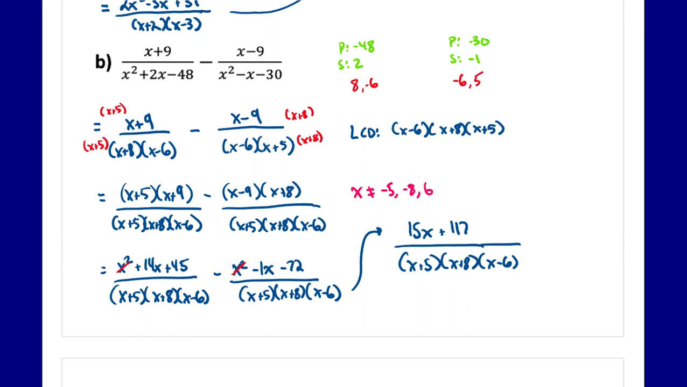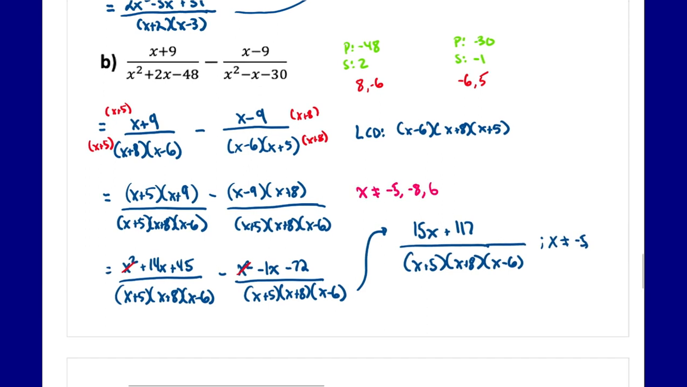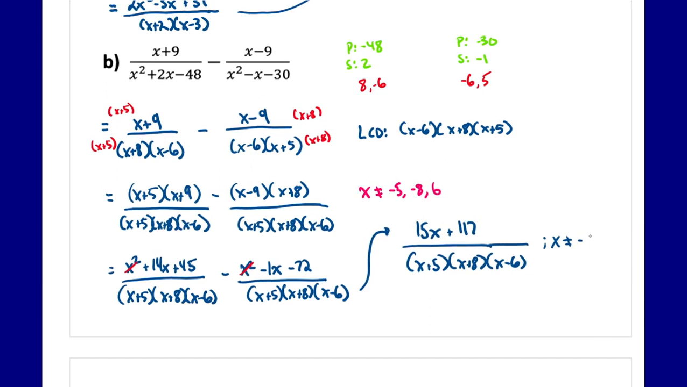I can't really common factor anything out of the 15x + 117. 15 doesn't go into 117, so I can't common factor anything there. The denominator stays the same. I can just state my restrictions. x cannot equal −5, −8, or +6. So those are my restrictions for this simplified expression.